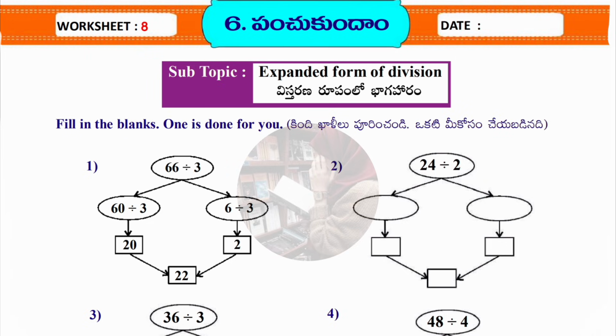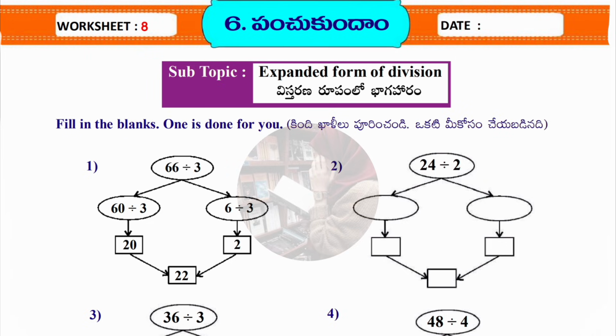So see, first one is 66 divided by 3 is given. This we can divide in two ways as 60 divided by 3 and 6 divided by 3. So 60 divided by 3 will be 20. 6 divided by 3 will be 2. Then we'll add 20 plus 2, which is 22. Understood now, guys? So in this way we have to do this.